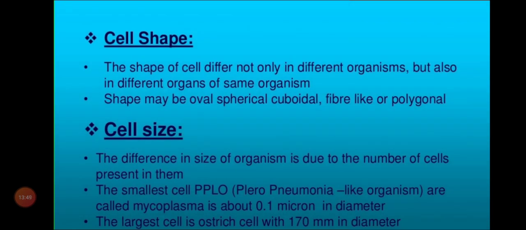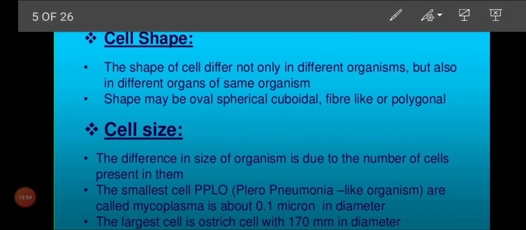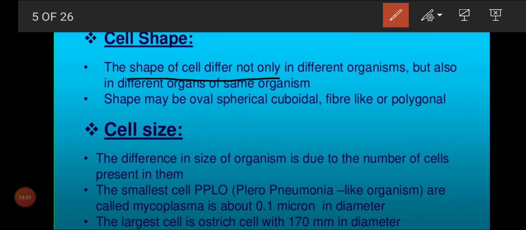Here, cell shape. What could be the shape of the cell, children? The shape of the cell differs not only in different organisms but also in different organs of the same organism. Even in our human body we have different organs, for example the liver, pancreas and stomach. All those organs contain cells different in number and also different in shape. Is that clear, children? So cell number is different, and cell shape and size are also different.